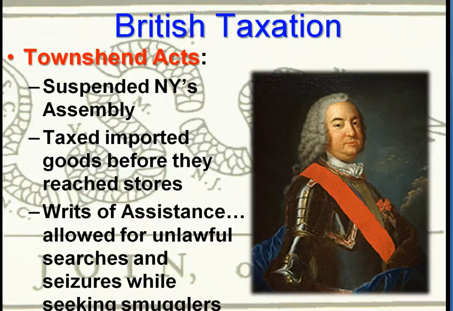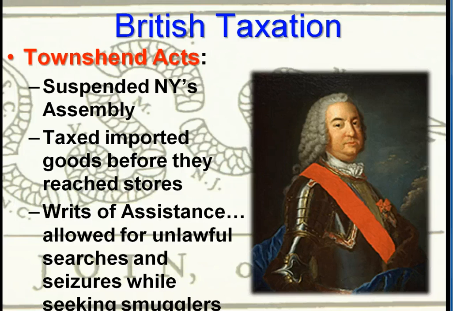And so the British taxation that comes during this time period is immense. They passed the Townshend Acts, which suspended, along with New York's assemblies, a lot of colonial assemblies. They taxed imported goods before they reached the stores. And then, not only that, the Americans, with all this discontent and all these leaders causing all these problems, they decided that smuggling was a big issue.